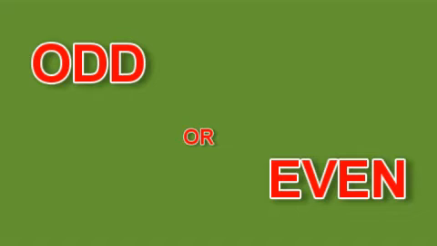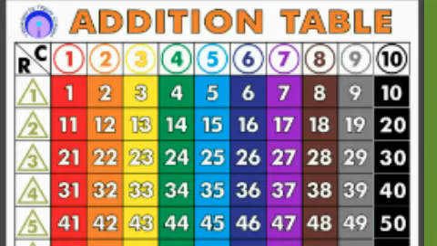Good day, kids! Ang pag-aaralan natin ngayon ay kung papaano i-distinguish ang odd or even gamit ang addition table. What is an even number? It is a number that when you divide it by 2, it doesn't give you a remainder. Whereas, an odd number will give you a remainder.